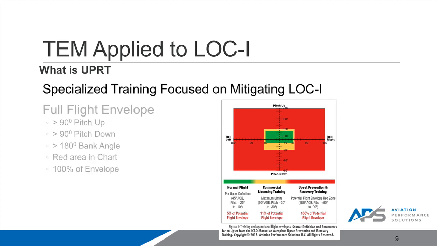What's the aircraft capable of? The full flight envelope of 90 degrees pitch up, 90 degrees pitch down, 180 degrees of bank angle in either direction, the red area in the chart. The aircraft is free to experience the entire full flight envelope during an upset. And many pilots have never been in that portion of the envelope, and have no idea how to recover the airplane or how to fly the airplane from that situation.